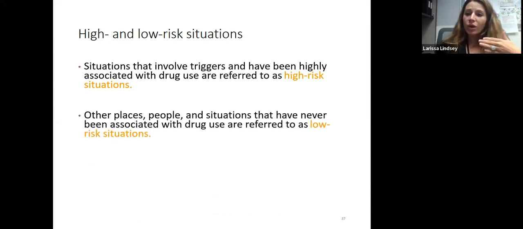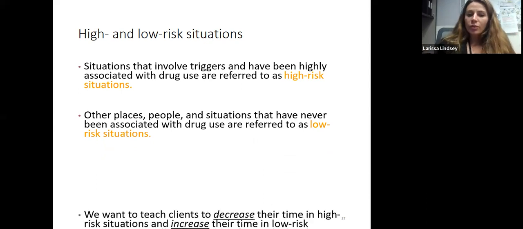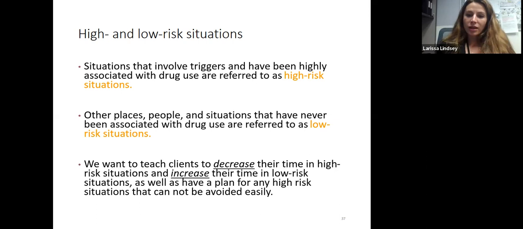The other thing that we want them to understand as part of this process is that this is a choice that you have. There is a difference between high risk and low risk situations, and that over time we want people to start to shift their balance to decrease the amount of time that they find themselves in high risk situations and increase the amount of time that they're in low risk situations. So starting to sort of change that social context over time by defining them in those two categories.